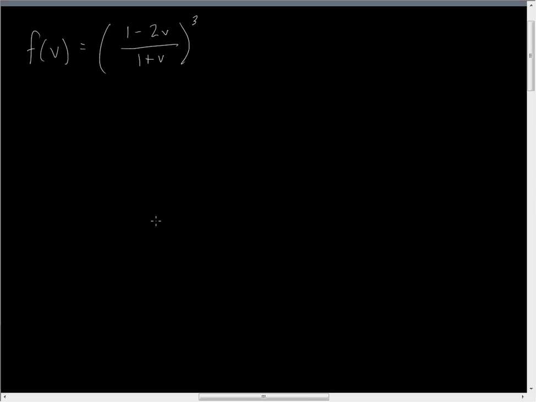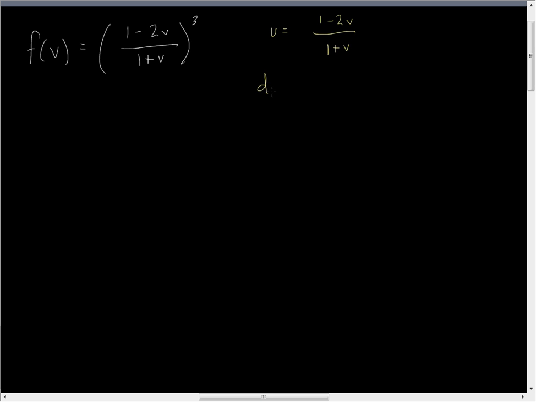All right, here's another example of the chain rule that has a little something more embedded in it, I should say, and that's the quotient rule. Again, I'm going to start right off by identifying certain functions. In this case, I'm going to identify the middle as u. And so what I can do is call u equal to (1 - 2v)/(1 + v).